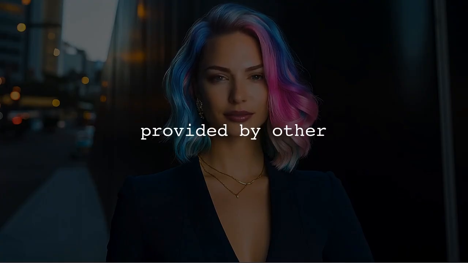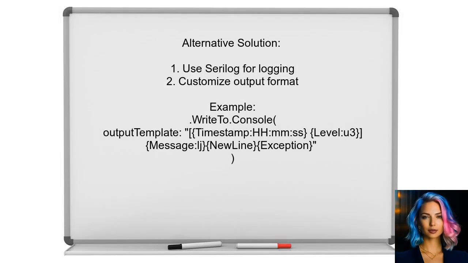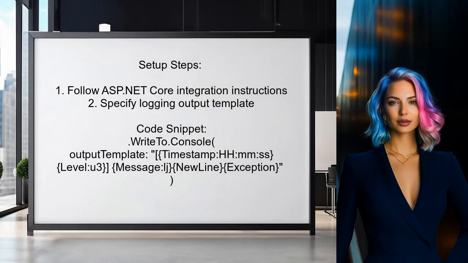Now, let's look at the answers provided by other users. An alternative solution is to use a logging library called Serilog. This library allows you to customize the output format easily. By following the ASP.NET Core integration instructions, you can set up Serilog and specify a logging output template that formats your logs into a single line.